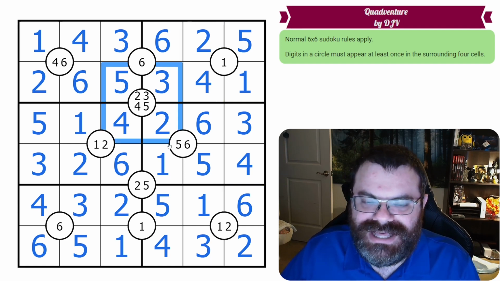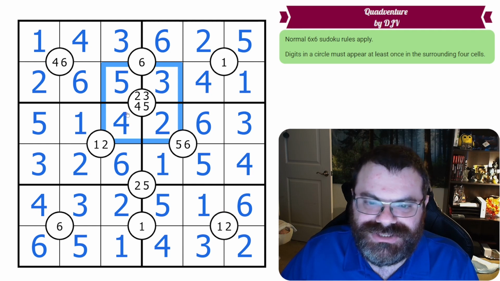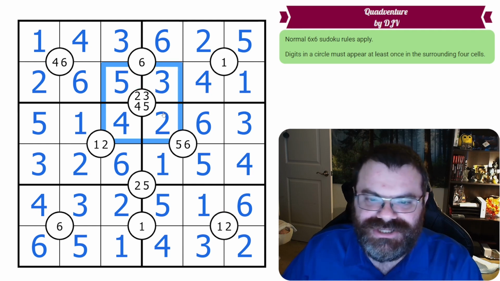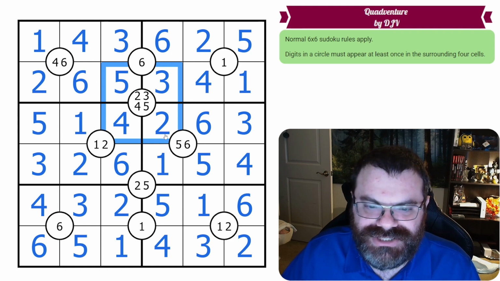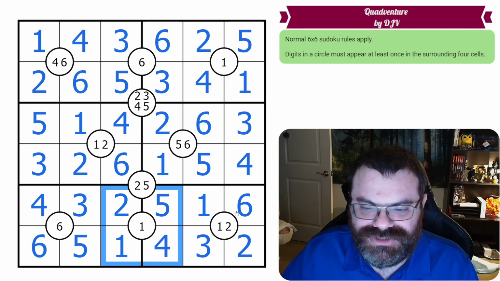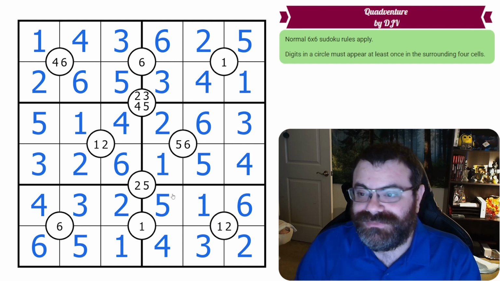quads, how quads can sort of create extra regions almost of like these 4 digits had to be 1 each of 2, 3, 4, 5, which gave us some interesting logic. And then also exclusion zones, right, where this 1 couldn't get a 1 from these 2. It had to get a 1 from over here. So very cool. Thanks, DJV.